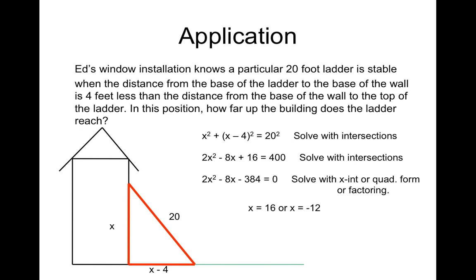Now we need to interpret our answer. Well, because we're talking about a length, negative 12 doesn't really make sense. 16 I think would. And if we wanted to verify that, we could say if this is 16 and this was 12, because it's 4 feet less, and this is 20, would that fit back into the Pythagorean theorem? We could go through and test that and verify that it would. So in the end, the answer for this question is 16 feet.